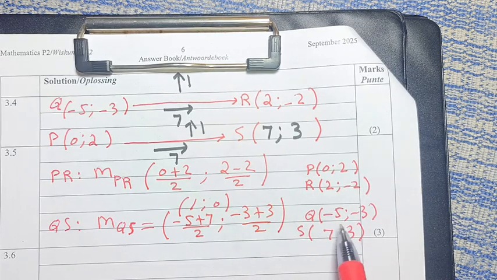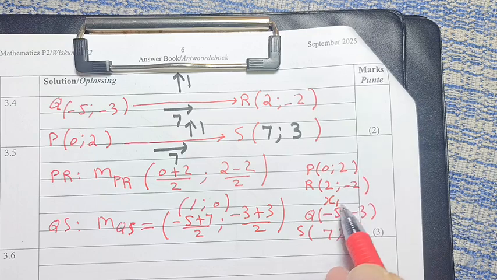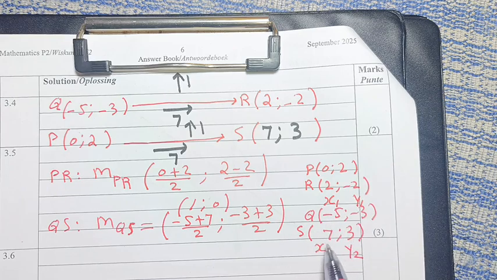You cannot do this one. If you choose this as your x1, then this is your y1. If this is your x2, then this is your y2. You cannot do this one, this is your x1, and then you decide this is your y1. That's wrong. If this is x1, this is y1. This is x2, this is y2.